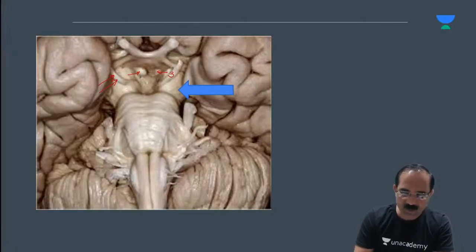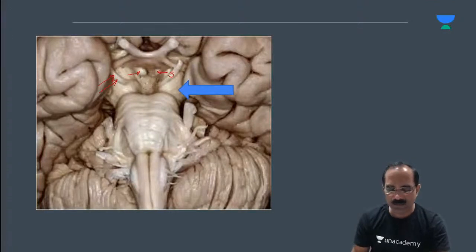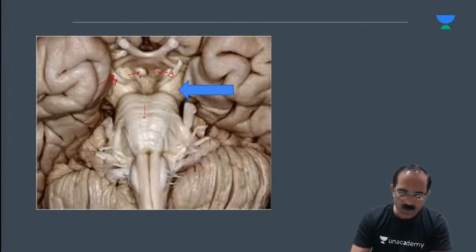Can you see these perforations here? What is that? The posterior perforated substance. What is this groove for in the pons?